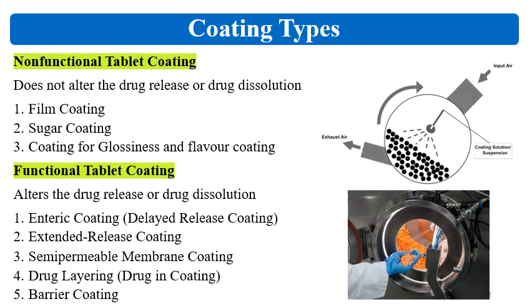Functional tablet coating involves coatings like enteric coating, which is also known as delayed release coating or gastro-resistant coating. Then ER coating, that is extended release coating. Then semi-permeable coating. Drug layering, that means sometimes the drug is also used in the coating process and a drug solution or suspension is sprayed onto the tablets or pellets. So that is the functional type of coating. Then barrier coating or seal coating. I have included seal coating in the functional tablet coating part.